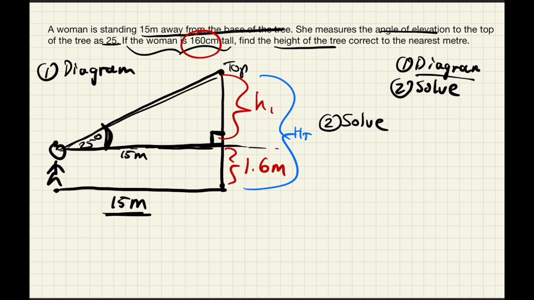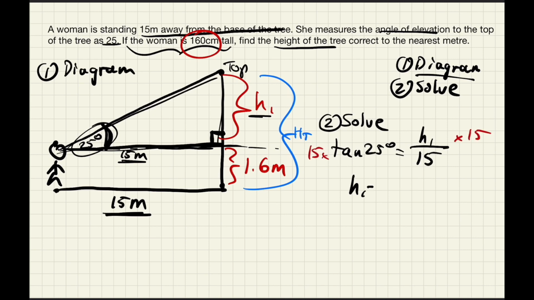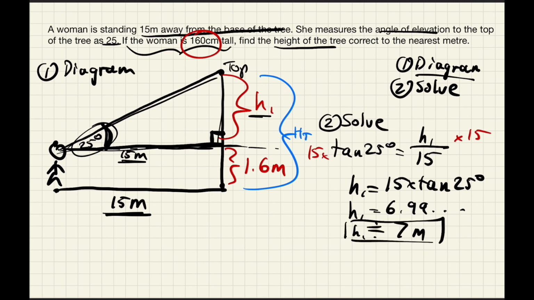Using this triangle here, we can see we've got our angle of interest, our opposite side, and our adjacent side. So we're using tan. So we have tan 25 degrees is equal to our opposite side h1 over the adjacent side 15. Then let's solve, times that 15 up on both sides. So we'll get h1 is equal to 15 times tan 25 degrees. And when we perform that calculation, we'll get h1 is equal to something like 6.99, which can be rounded off to 7 meters, and that's just to the nearest meter.